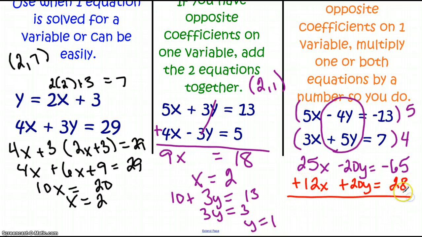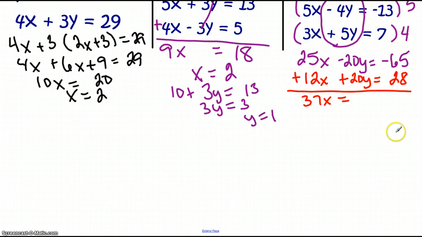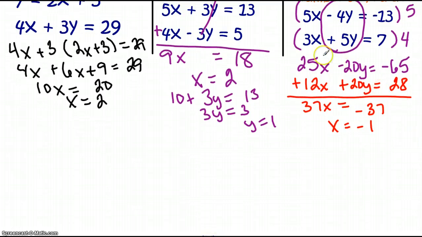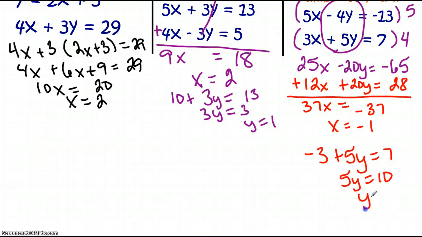Then if we take those two and we add them together, we have 37x, and negative 65 plus 28 would make negative 37, so x would then equal negative 1. And we have to plug it back into any of our equations. I'm going to go ahead and use the 3x plus 5y. So 3 times my value for x, negative 1, would give me negative 3 plus 5y equals 7. So 5y would then equal 10, so y would equal 2. So my ordered pair for this one would be negative 1, 2.